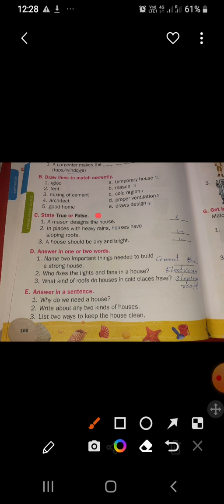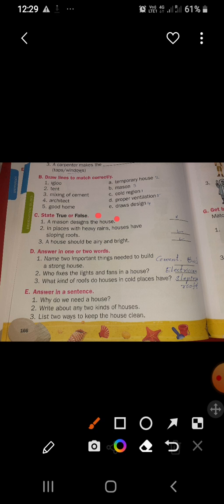First we have to read the sentence. If it is correct, we will put a right mark. If the sentence is wrong, we will put a wrong mark. The first sentence is, a mason designs the house. Is it a right sentence? No, because a mason is a worker. He will mix the cement and construct the building.